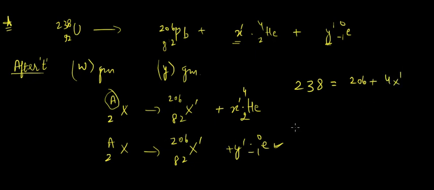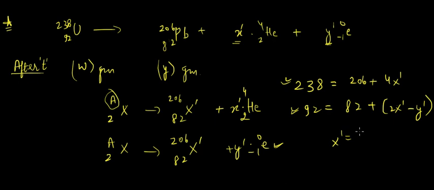Similarly for the atomic number, we can write that 92 is getting converted into 82, the atomic number of X dash, and how much helium is contributing to X dash and how much beta particles are contributing, minus Y dash. So from these two equations we can calculate the value of X dash and Y dash. So value of X dash will come out to be 8 and value of Y dash will come out to be 6. So we can replace 8 and 6 here.